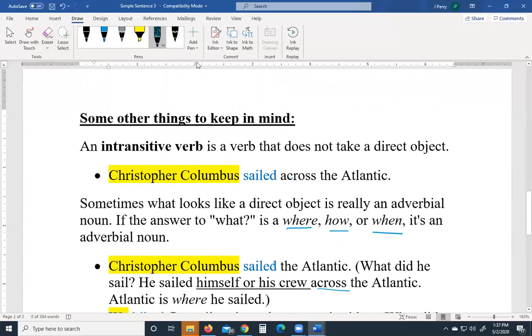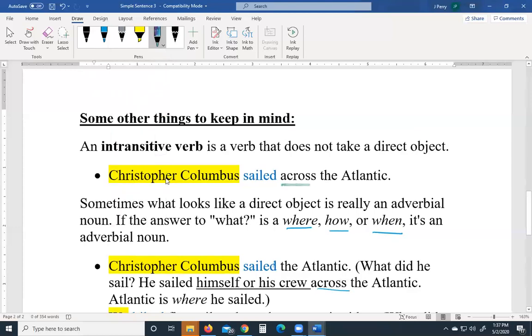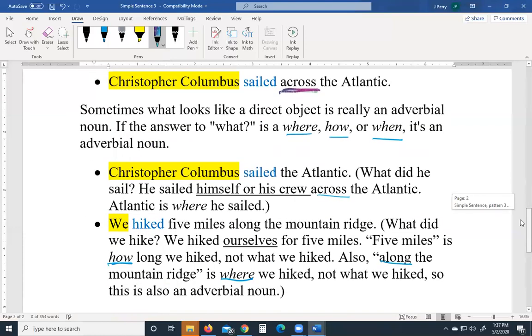So let's go back to my galaxy one because I think that one's fun. Ooh, but not that color because that's kind of light. There we go. So across.